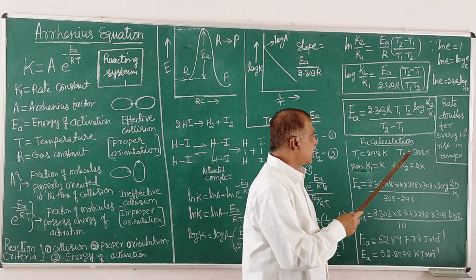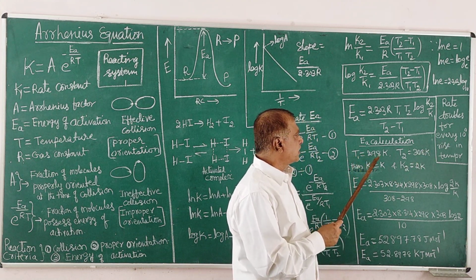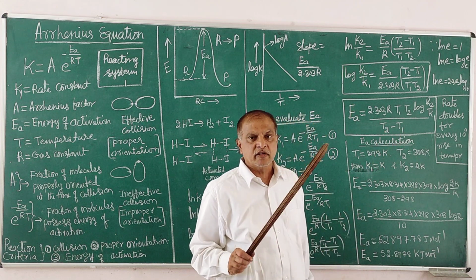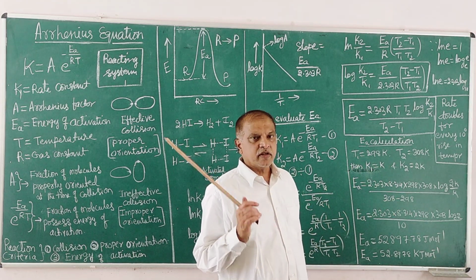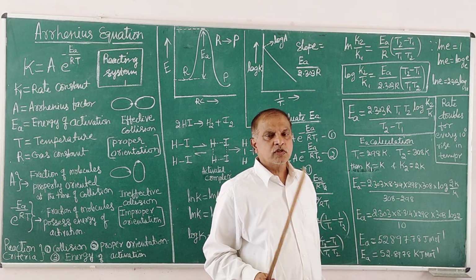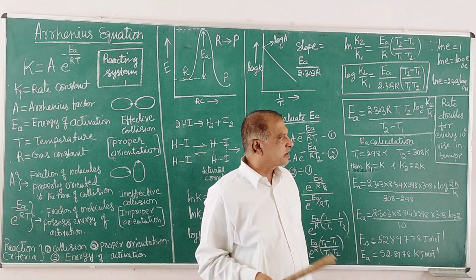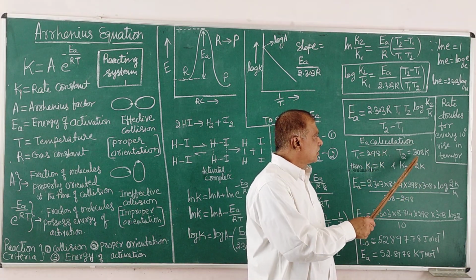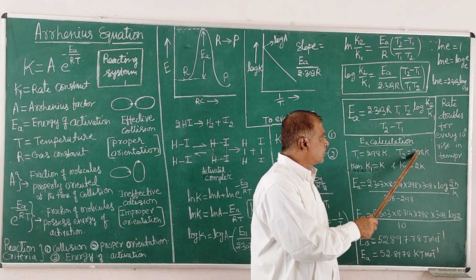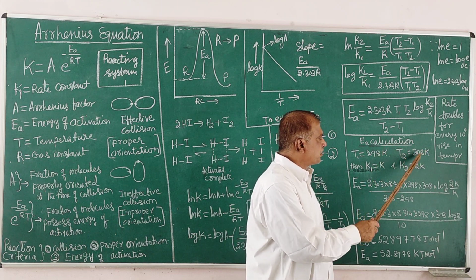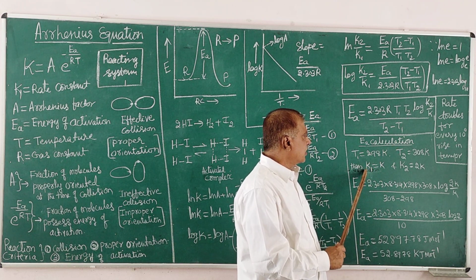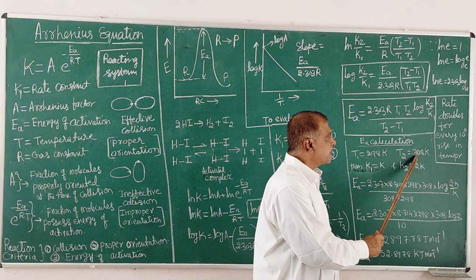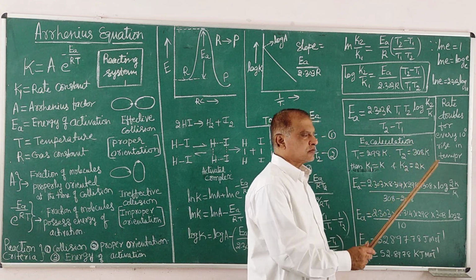So let me take these values. T1 is the temperature 298 Kelvin. Remember, the T1 and T2 temperature values should be written in Kelvin, not in degree centigrade. If they are given in degree centigrade, convert into Kelvin: 273 plus degree centigrade. That is 298 Kelvin for 25 degree centigrade, and 308 Kelvin at this temperature. So this is a rise of temperature of 10 degrees. If k1 equals k, k2 equals 2k. For this 10 degree rise in temperature, the rate constant doubles. That is the generalization I made.